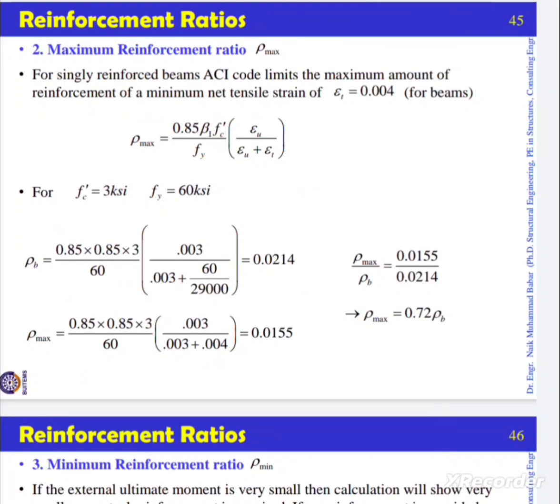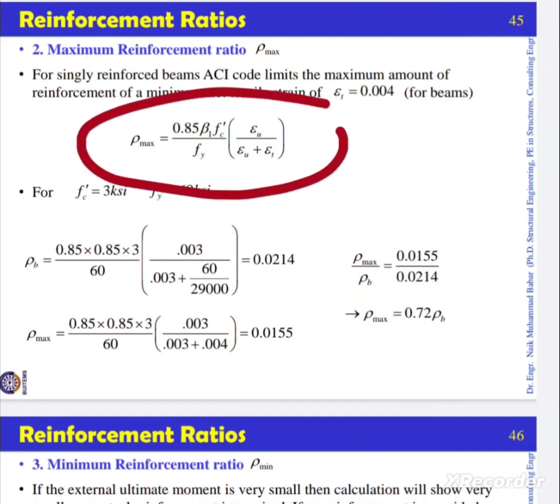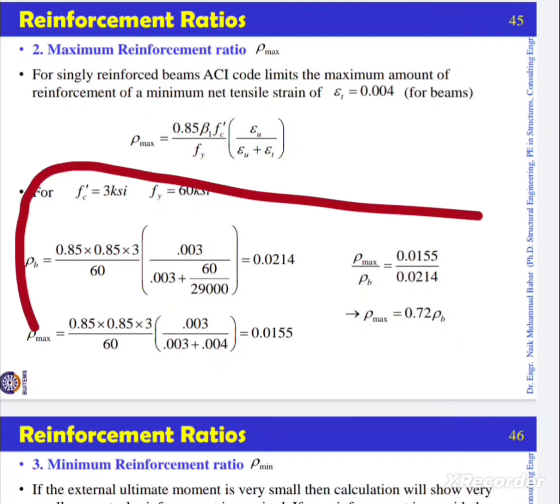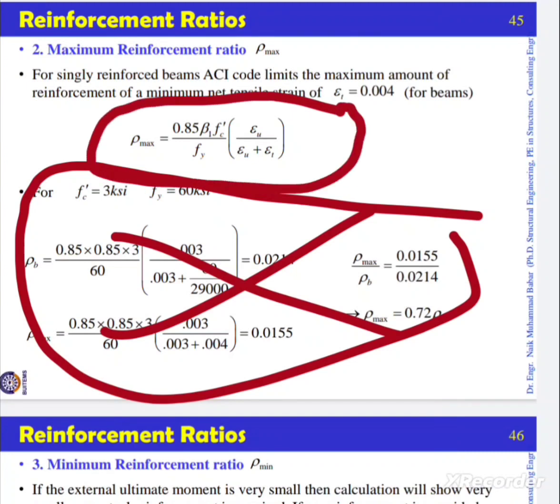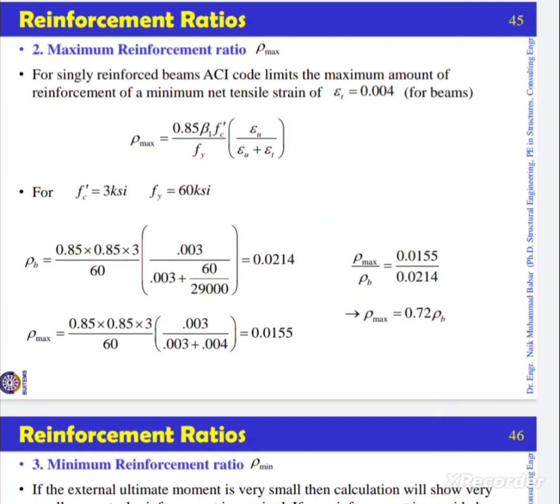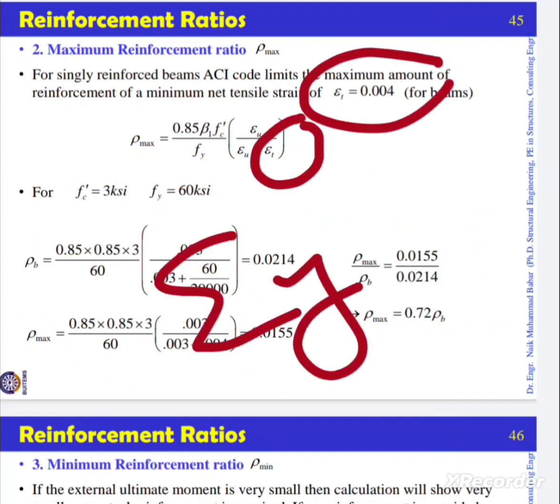This is the above equation as we derived: rho max is equal to 0.85 beta f'c fy epsilon u divided by epsilon y plus epsilon t. This is only taken as an example, so I only consider this in the question. We now clearly understand the maximum reinforcement ratio. Here epsilon t is taken, not epsilon y. Epsilon t is the steel strain, which is taken as 0.004.